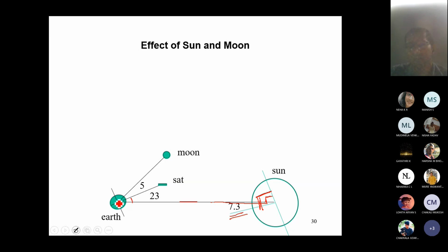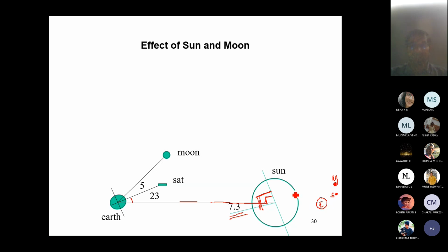Okay, now when our Earth comes here, since I have no space on the right side, I'm drawing a small thing. When the Earth comes here, your moon might be somewhere here, and the satellite might be somewhere here. This is the moon, this is the satellite. Because the Earth is rotating around the sun, sometimes Earth will come here, sometimes Earth will come here.